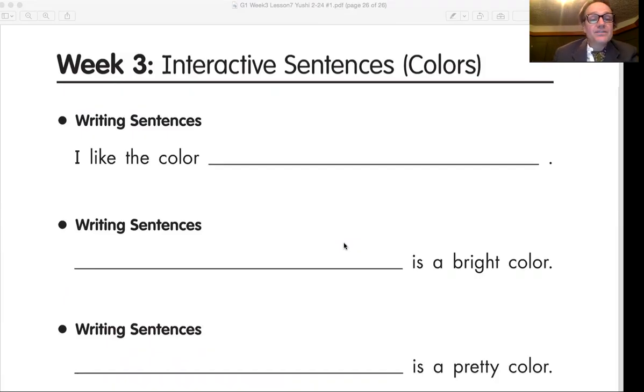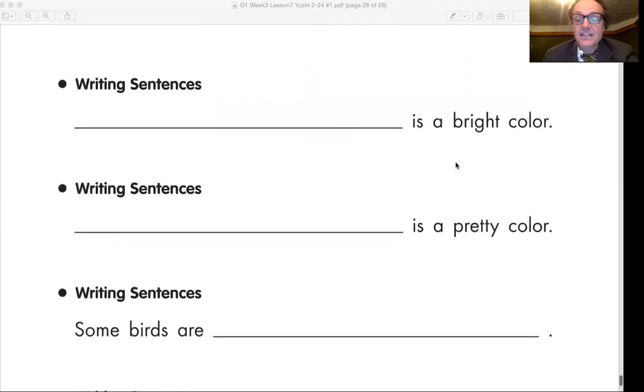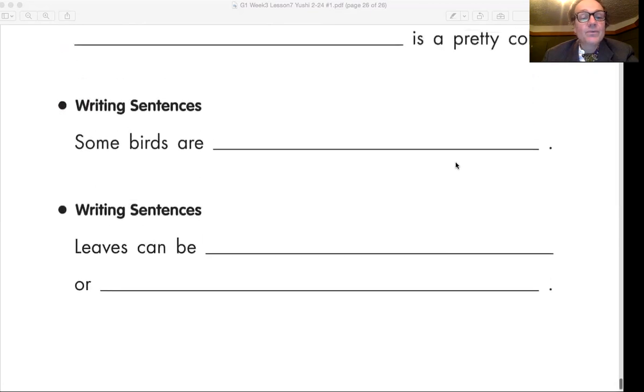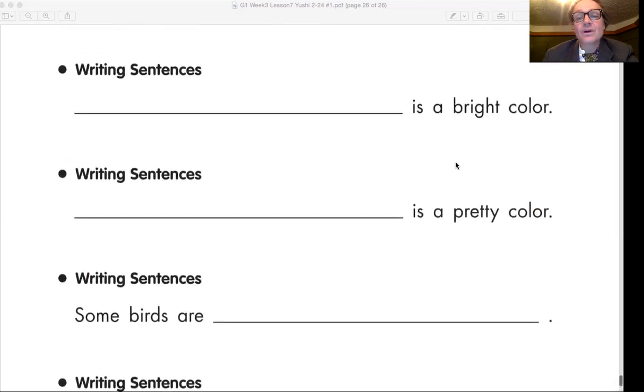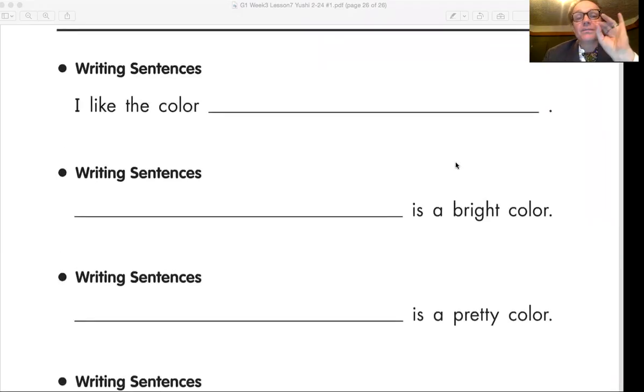So you can see this first one says, I like the color blank. So would you put a color in there? And then you can read the other sentences all the way down, and then pause. So you do it, pause it, and then we'll talk about each one. Go ahead and pause now.